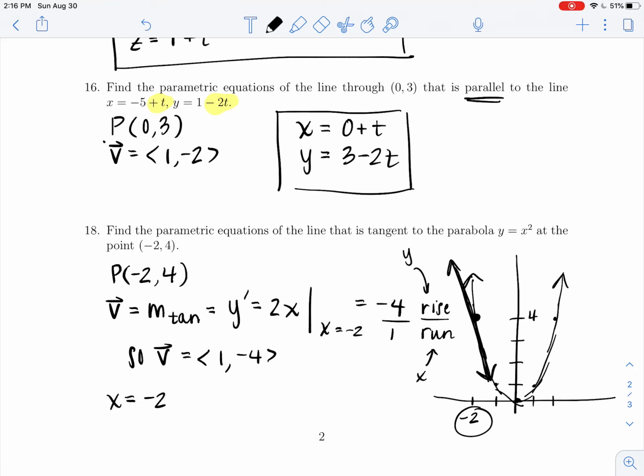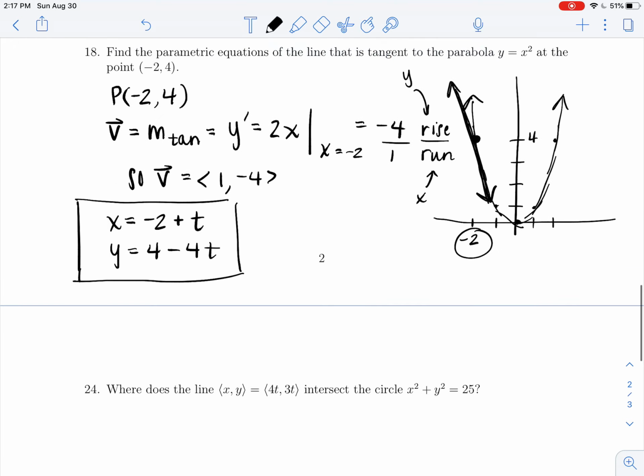x equals the x coordinate of the point plus t, where its coefficient is 1 due to the vector, and y equals 4 minus 4t. They didn't ask us for a line segment, so we don't need to give any kind of restriction on our parameter t here. All right, so we have several more examples to finish out this section.